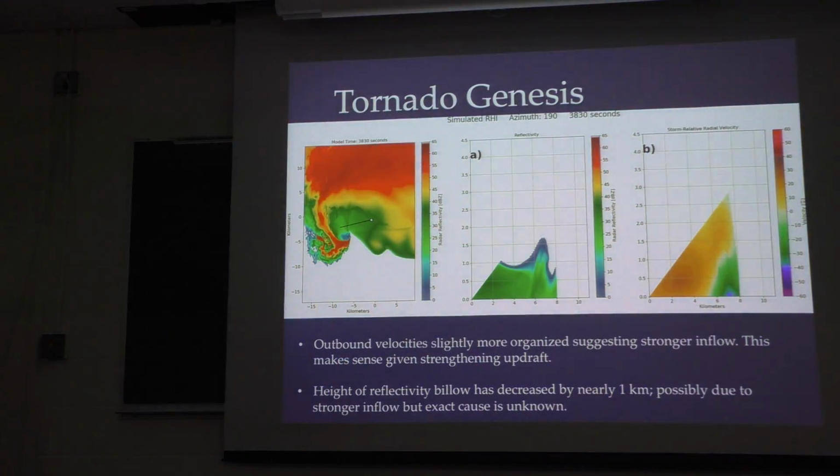So this is another RHI, at tornado genesis time. The most interesting thing to note here is the billow has gotten a lot smaller. It's lowered by almost 1 kilometer. And if you notice, this inbound velocity here is a little bit weaker, maybe about 10 to 15 meters per second. The outbound velocity is a little bit more organized, but overall the inbound is a smaller area and a smaller magnitude.